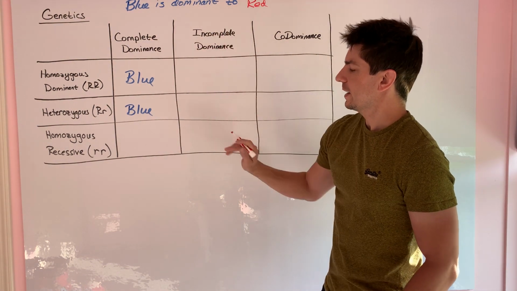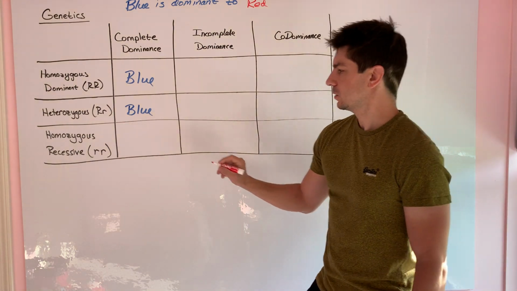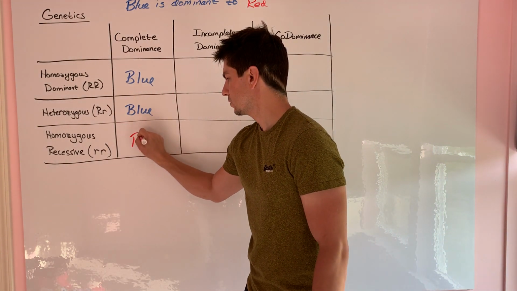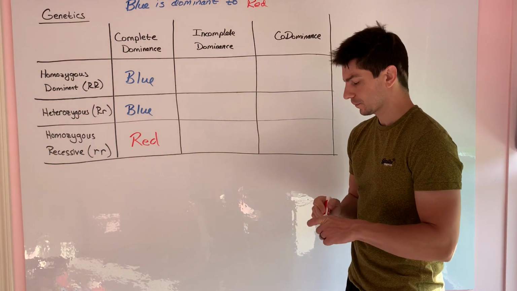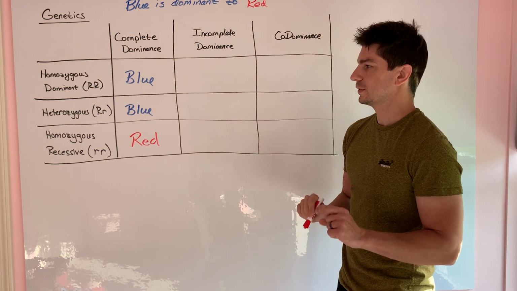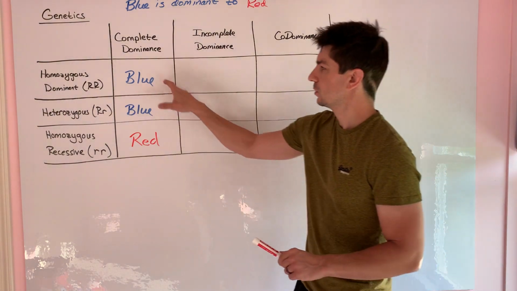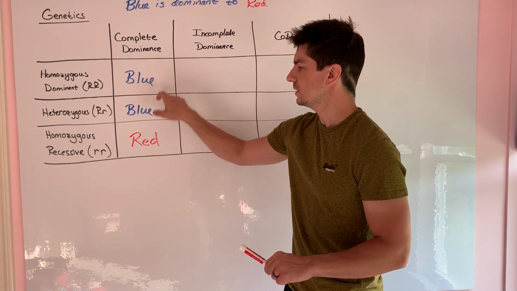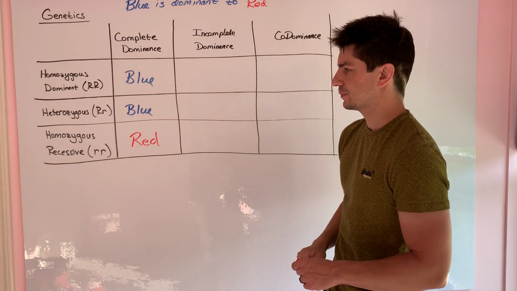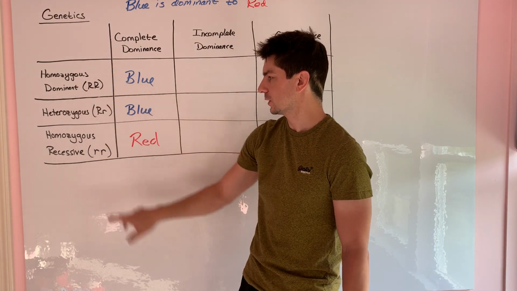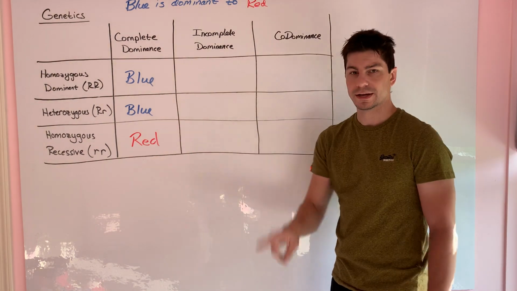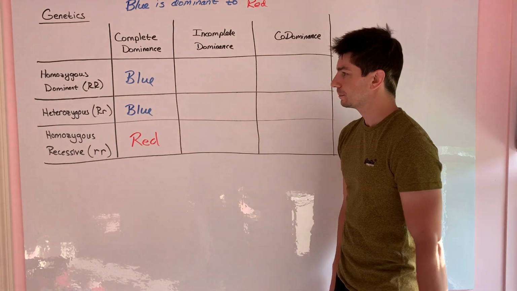We have our red, and our red is going to be our recessive color. So homozygous recessive is going to be red. Again, that is for complete dominance. If you notice here, for complete dominance, we have only 2 options for phenotypes. We have 3 choices for genotype. We could be big R, little r, little r, little r. But for phenotypes, we only have 2 options here, okay?